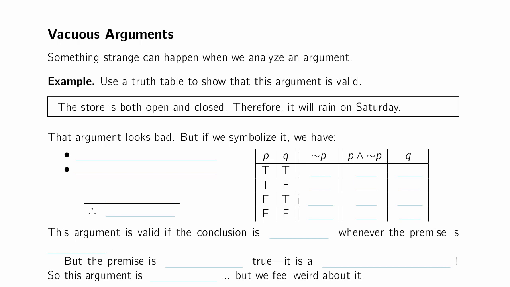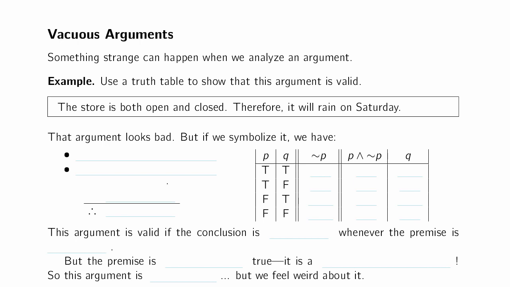We have very good reasons for defining validity the way that we do. But there is something weird that happens out of those definitions that we need to at least remark on before we leave our study of deductive logic behind. And that happens in this example. Here we have an argument that goes, the store is both open and closed. Therefore, it will rain on Saturday.